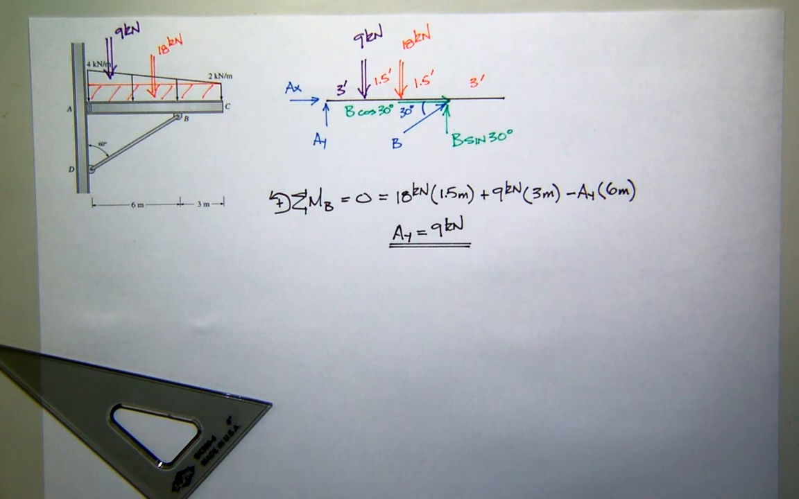You could take the moment about a couple places that would help. I just did it about B for no particular reason, really. I could do A or B. I just chose B. How did you know you could take it about B? I can sum moments about any point I choose. So I chose a point at B because B passes through it. So B will create no moment about B. So then I'm just left with everything else.